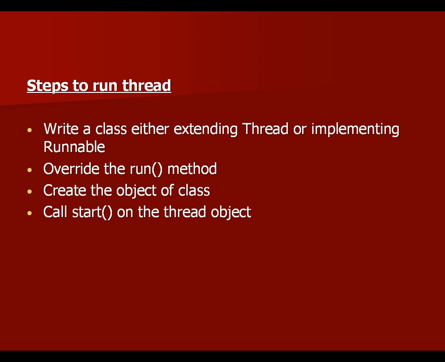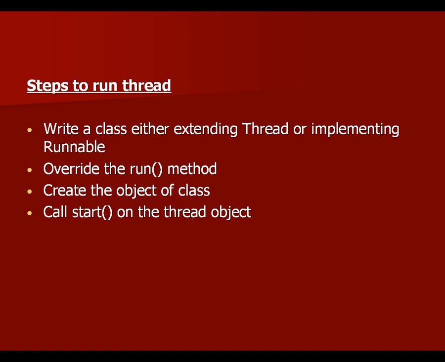First, write a class and extend the thread class to it or implement a runnable interface. Second step is to override a run method. So the code which resides in the run method will be executed as a separate thread. Basically, run is there in both thread and runnable interface. But if we implement runnable interface, it would be an abstract method. So definitely we need to provide an implementation.